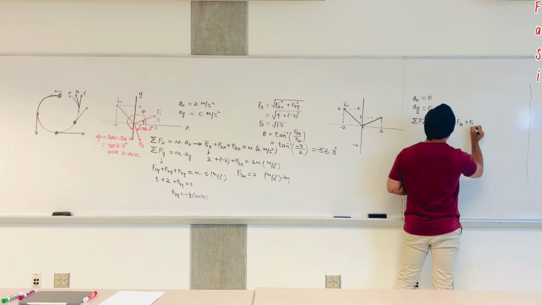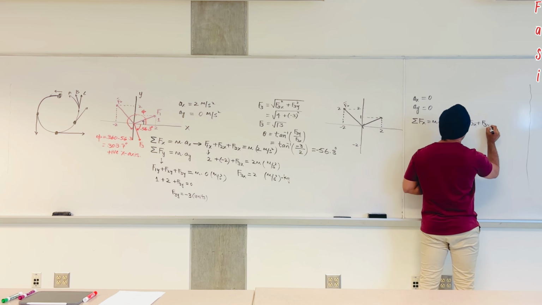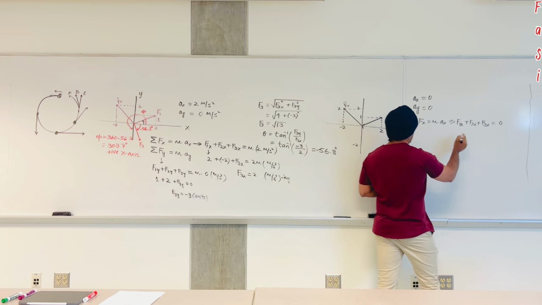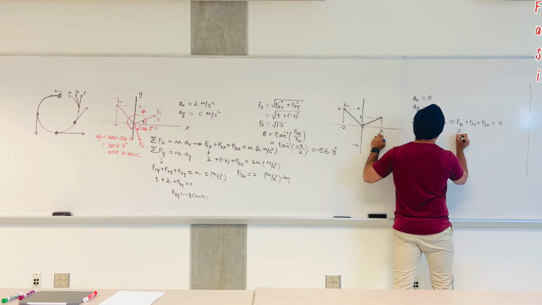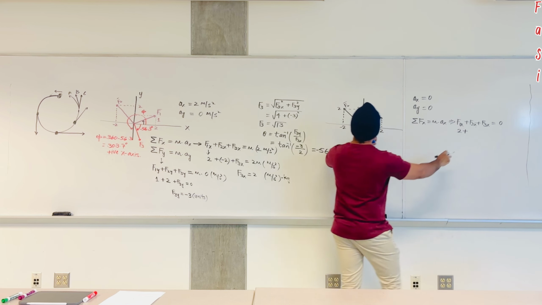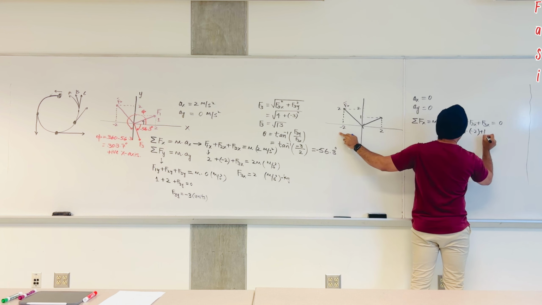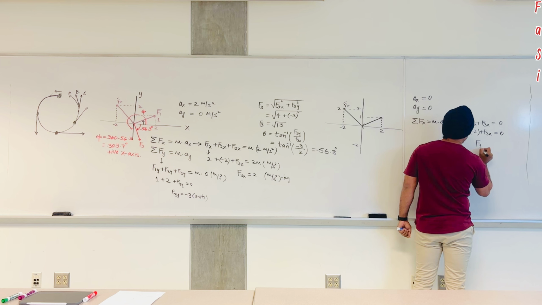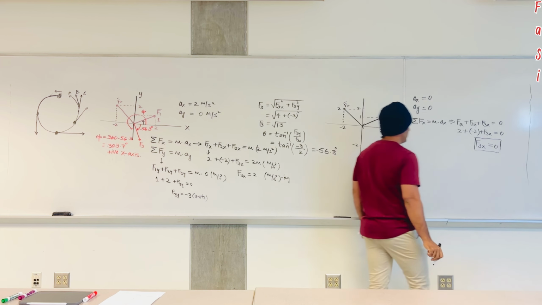This gives us f1x plus f2x plus f3x equals 0 because the acceleration ax is 0. And f1x, this force, is 2 plus f2x, which is minus 2, and plus f3x, this is what we are going to calculate, equals 0, and this immediately gives us f3x equals 0. So f3x is 0.